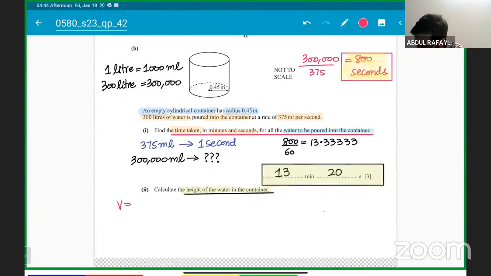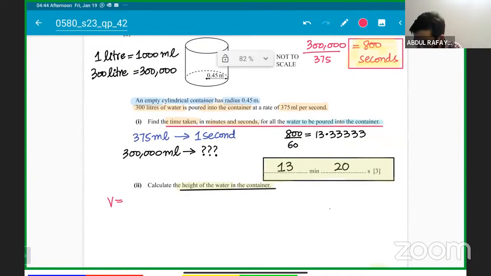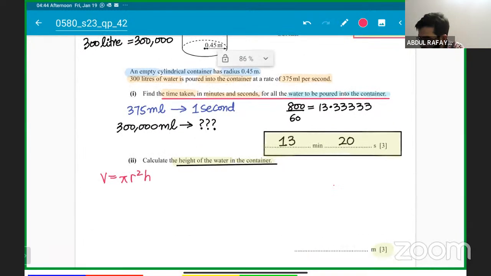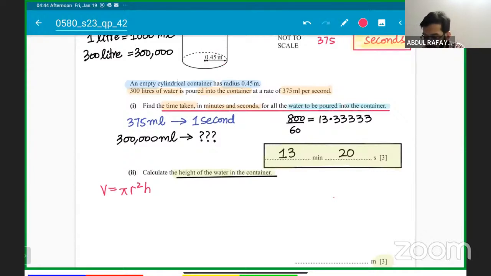That is, what is volume of cylinder? Pi r square into height, right? Volume of cylinder is pi r square into height. So we need to find height. We already have the radius, sir, 0.45. What is the volume? That is what we have to find. Okay, students, everyone getting it?